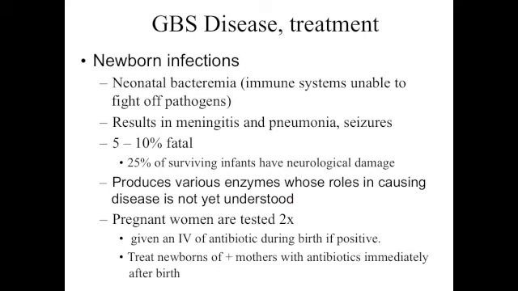In order to prevent or treat group B strep disease, pregnant women get tested twice during their pregnancy for group B strep. They get tested somewhere around the middle of their pregnancy and again a few weeks or days before their due date. If they are group B positive, they're going to be given an IV of antibiotics during birth. That way it will kill off any of those group B strep in the genital tract and prevent it from being passed on to the newborn.